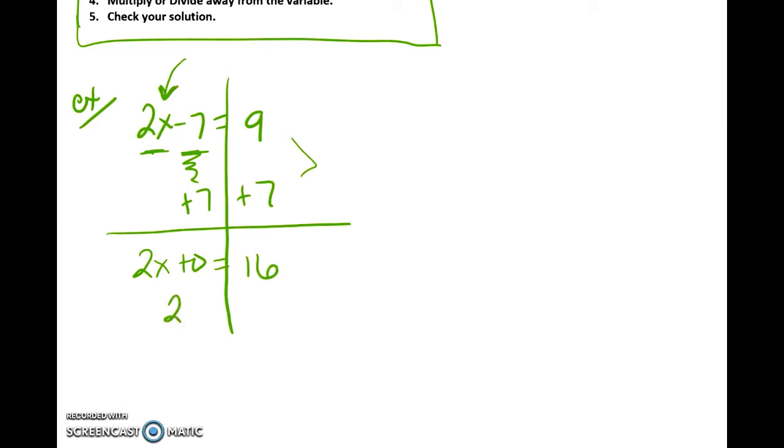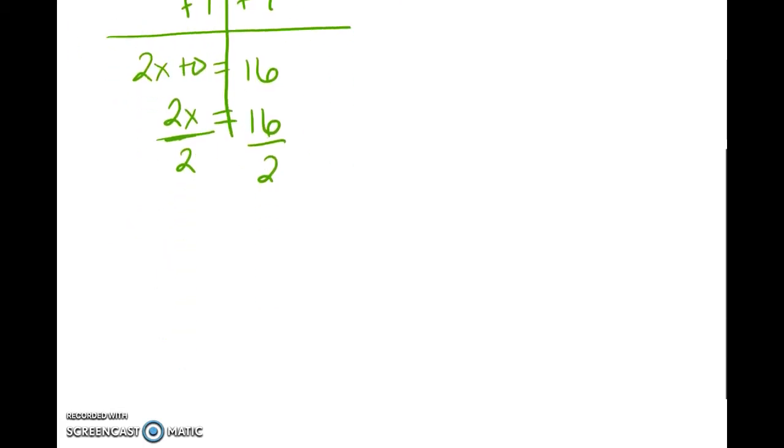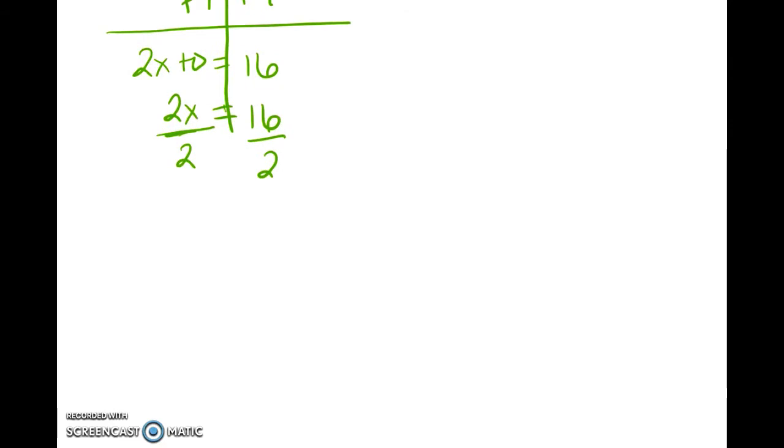Okay, if we rewrite this so that 2x equals 16, now it looks like something we just did, right? We can notice that the 2 is being multiplied by the x. And so in order to undo multiplication, we're going to divide each side by 2. And then I can just do that. 16 divided by 2 is 8.